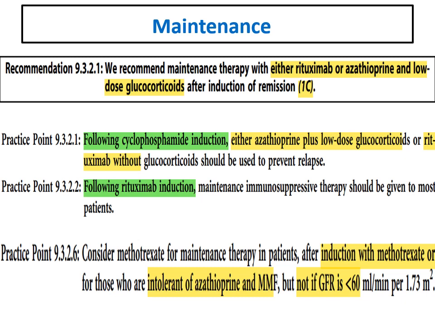We finished the induction treatment, and after control of the disease with induction treatment, what about the maintenance? In maintenance, as we said, we can use either rituximab alone, or azathioprine and low-dose glucocorticoids. So we have two choices, either rituximab alone or azathioprine plus low-dose steroids. Following cyclophosphamide induction, we can use either azathioprine plus low-dose steroids, or we can use rituximab without steroids.